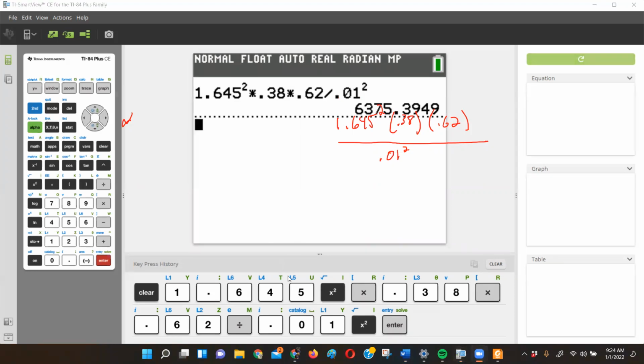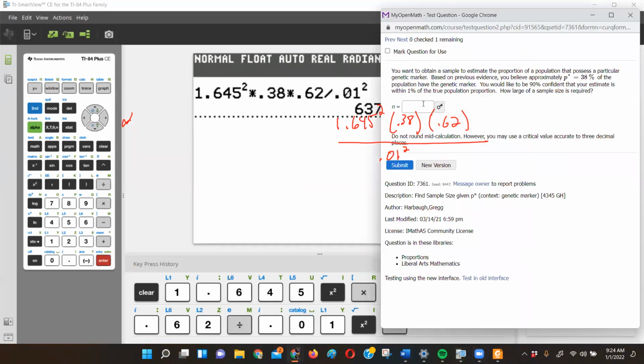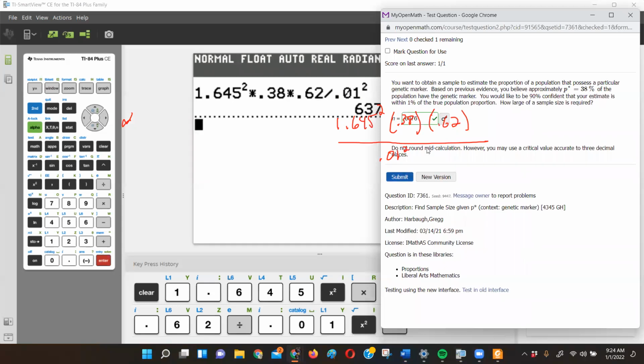So the correct answer for that problem is going to be 6,376. Let's come back and make sure I'm not just blowing smoke at you. 6,376, I said. Let's submit it, see if I get it right. And I do. Okay. Oh, interesting. MyOpenMath said 6,375, rounding down to be okay. Now, I caution you, don't go do that. You want to round up.